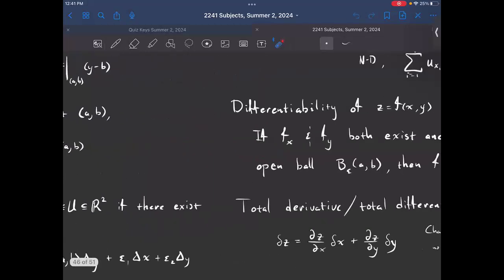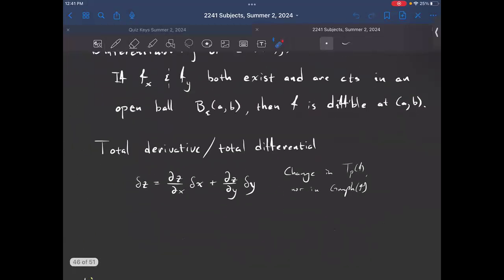All right, and then the increment kind of goes hand in hand with the total derivative here. And that's why I wrote this. This is also a delta. It's a lowercase Greek delta. So we have delta z equals the partial derivative of z with respect to x times this delta x, plus the partial derivative of z with respect to y times delta y.